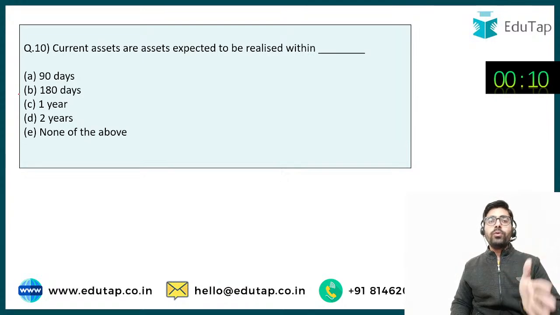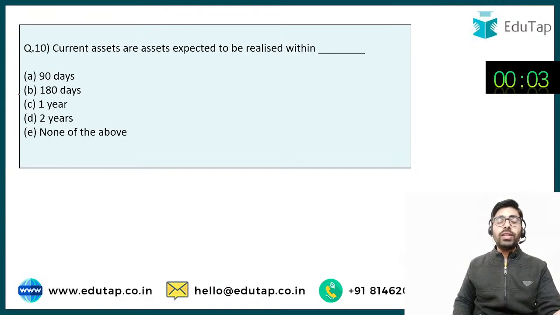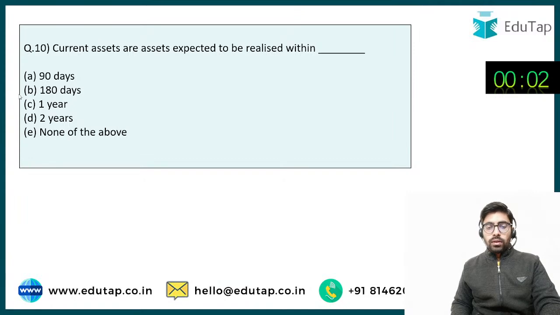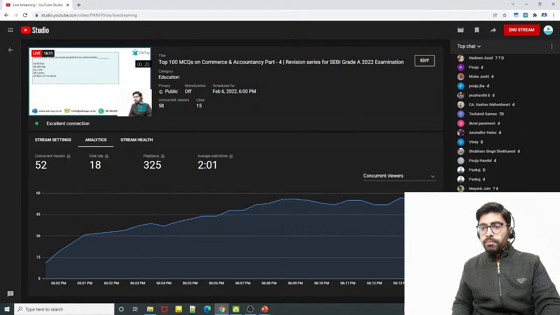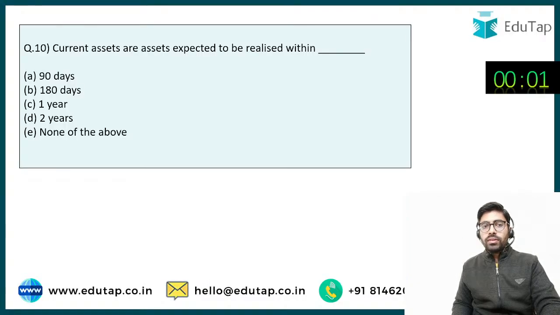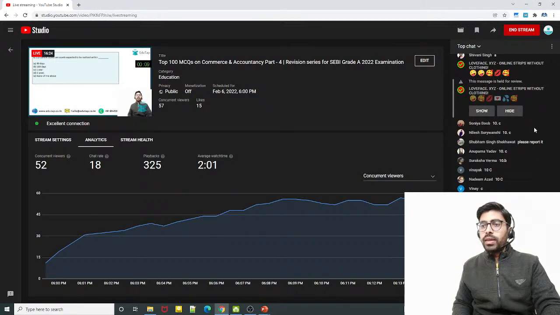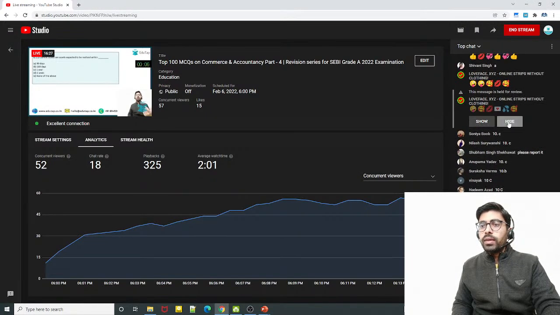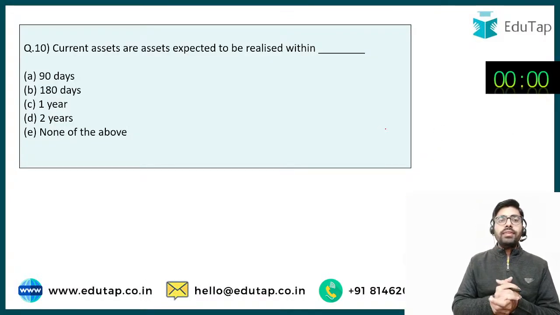So now very quickly this question for you guys. Current assets are assets which are to be realized within how many days or within which period? So this is the question, okay? So many messages. Okay, so I am getting the answer as option number C.